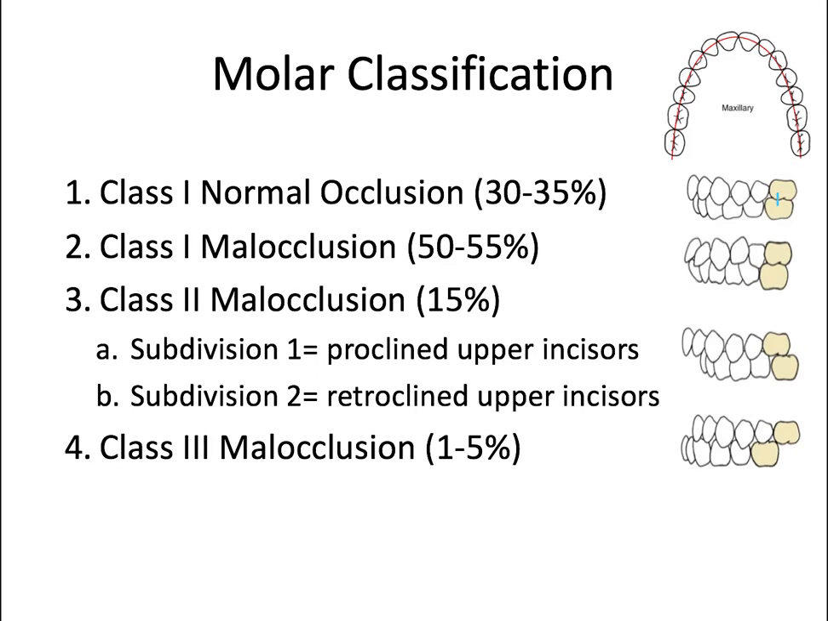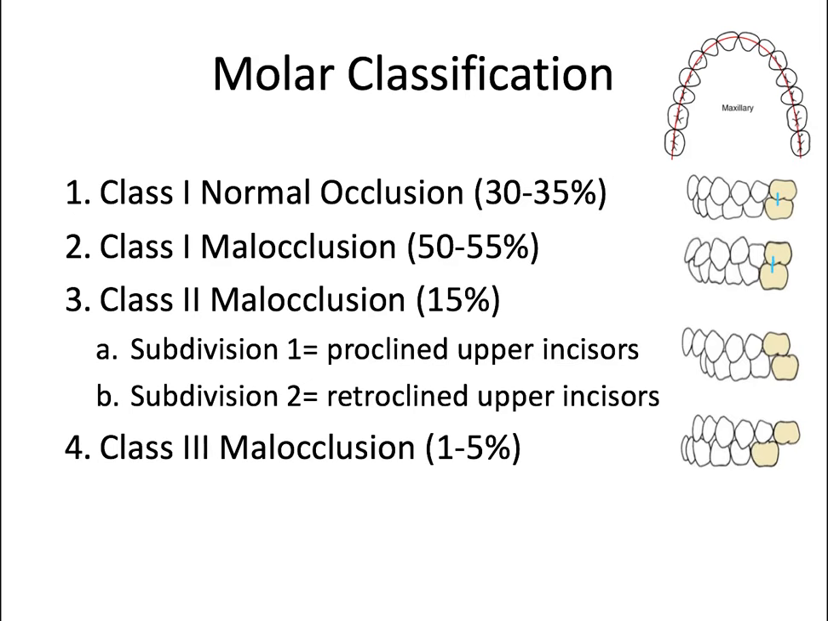For a class 1 malocclusion, which is the most common one up here, we have that same angle class 1 molar relationship where that mesiobuccal cusp occludes with the buccal groove of the lower molar, but this time the teeth don't align along that line of occlusion, and there's some amount of crowding or perhaps spacing, some misalignment, rotated teeth, etc.